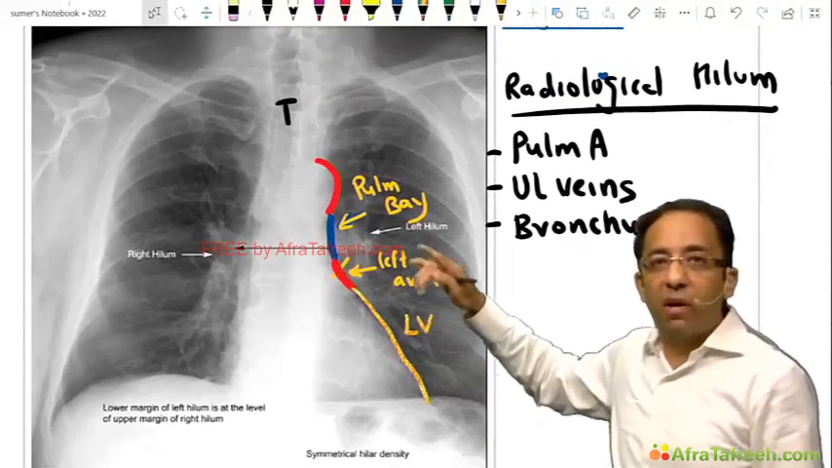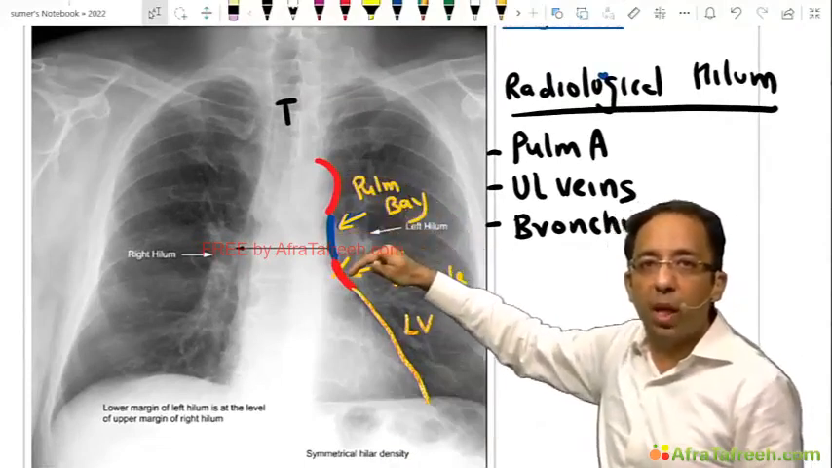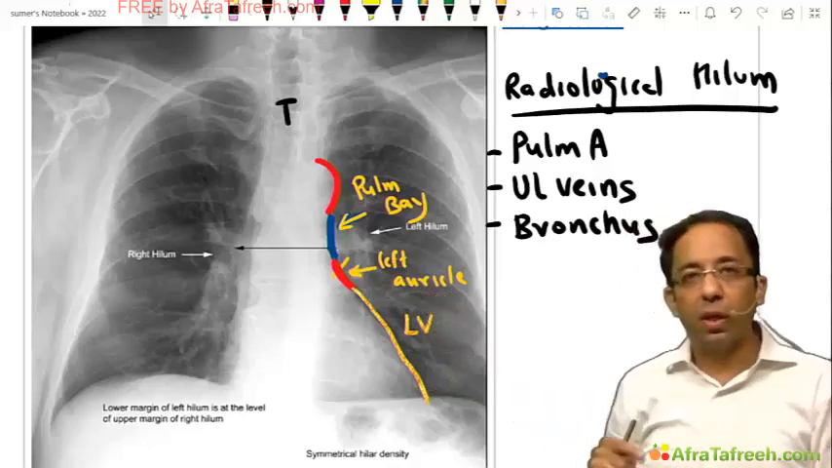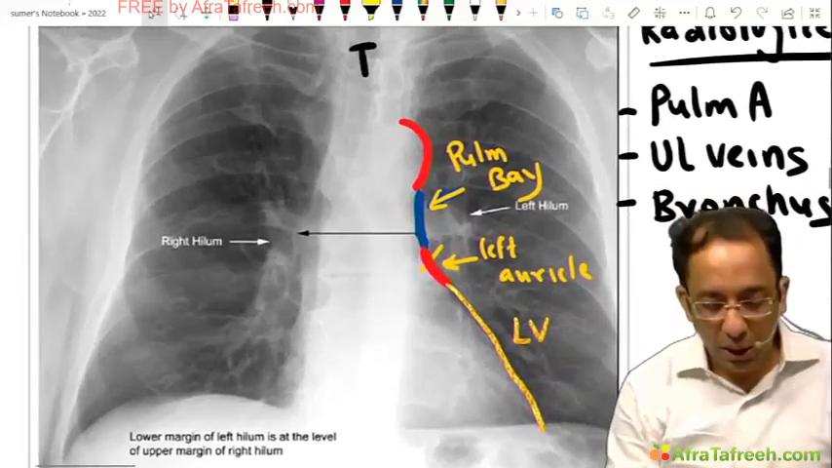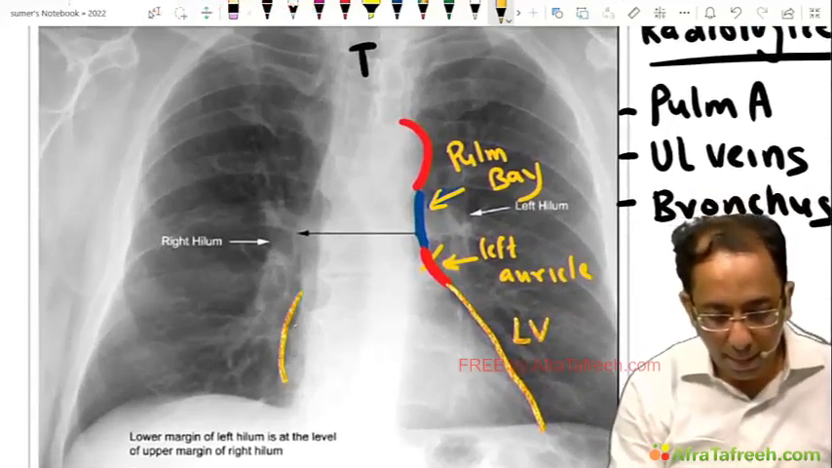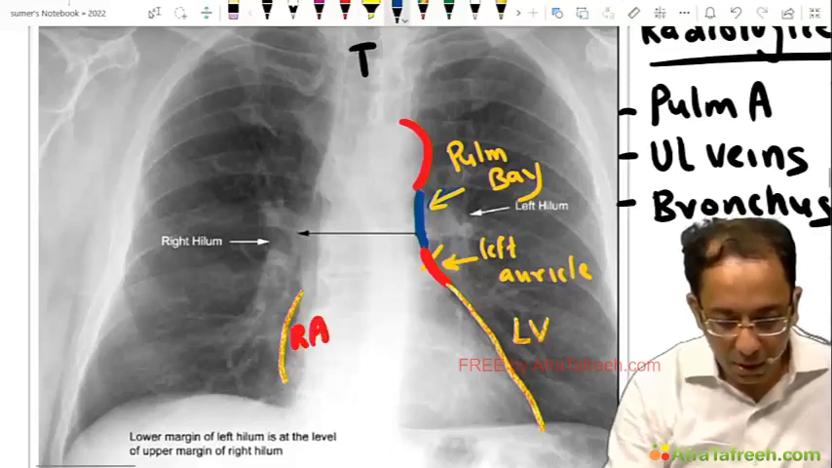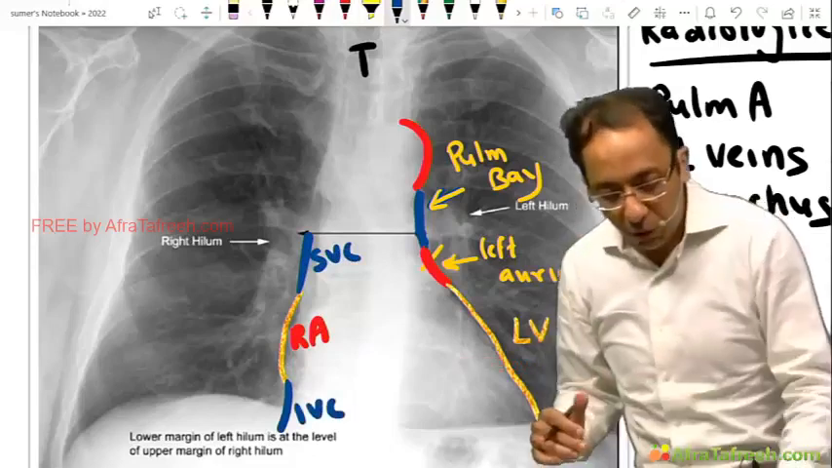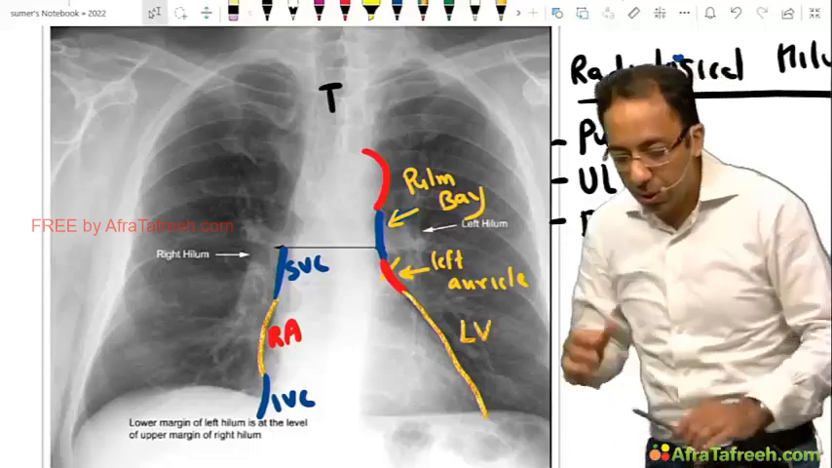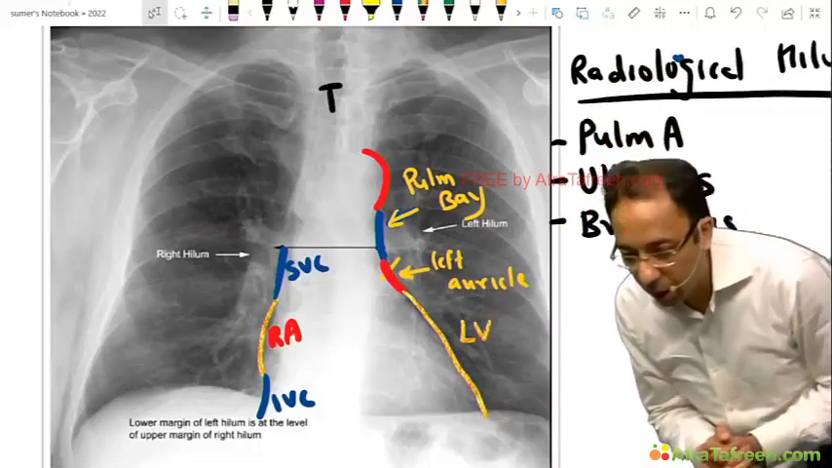Okay, so the left cardiac border is formed by the aortic knuckle, pulmonary bay, left auricle, and left ventricle. On the other hand, the right cardiac border is formed by, anybody? Right atrium, superior vena cava, inferior vena cava. So if you now notice, pulmonary bay is on the left side. Right, exactly, Adesh.